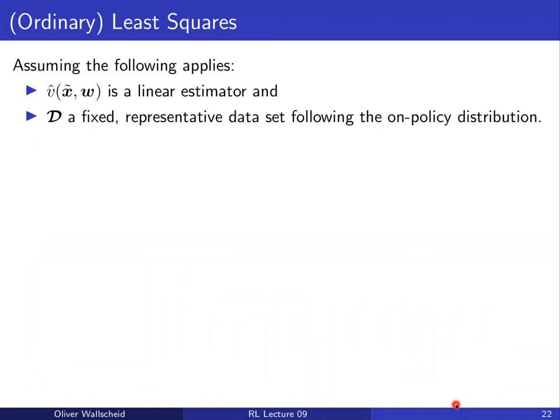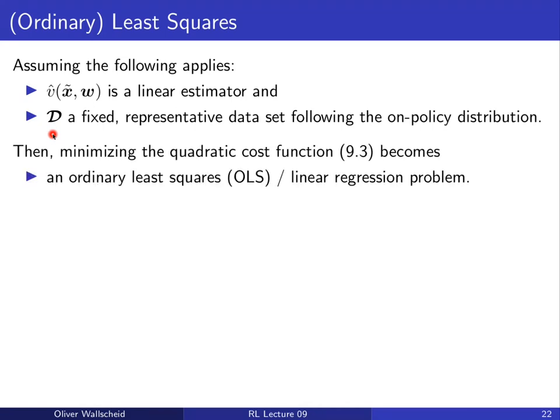Then a special case is the least squares approach for reinforcement learning prediction, where two things have to be assumed. First, the function approximator has to be a linear estimator, and the dataset D again has to be a fixed representative dataset following the on-policy distribution. If it is mixed out of different policies, then of course we get a biased and skewed estimate of the state value. However, if both apply, then we can find a closed form solution to our quadratic cost function J. The problem we are then facing is a quadratic cost function, which is basically an ordinary least squares problem, or linear regression problem, which can be solved in a closed form way.